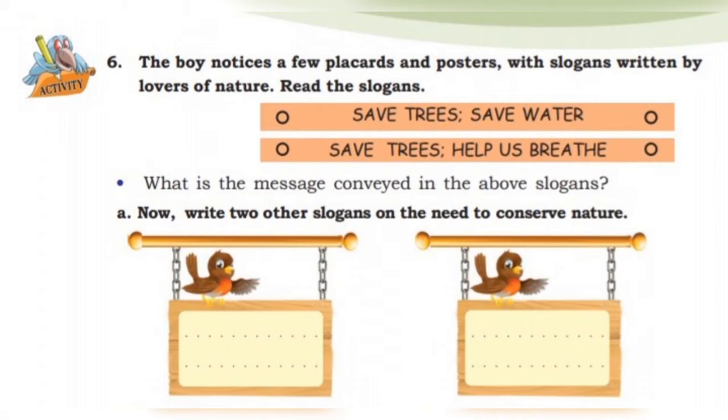You are asked to save trees, which means don't cut trees. If you cut trees, there won't be any water, there won't be any rain, and as a result there won't be any water in the earth. So don't cut trees is the message conveyed there. Okay, save trees, help us breathe, and it is the trees that give us oxygen, right? And if you cut trees, there won't be enough oxygen too. So if you don't cut trees, you will get enough oxygen.